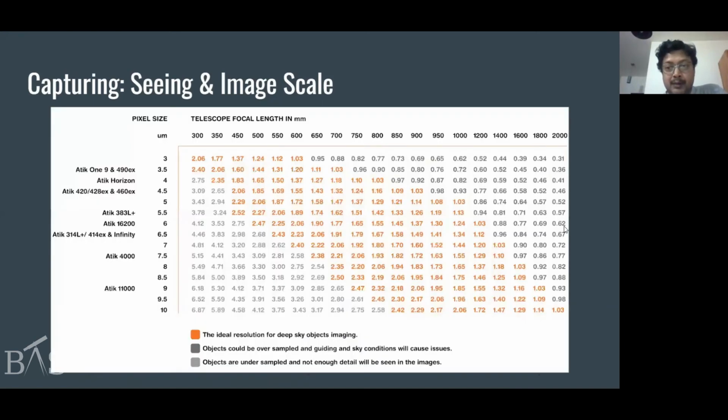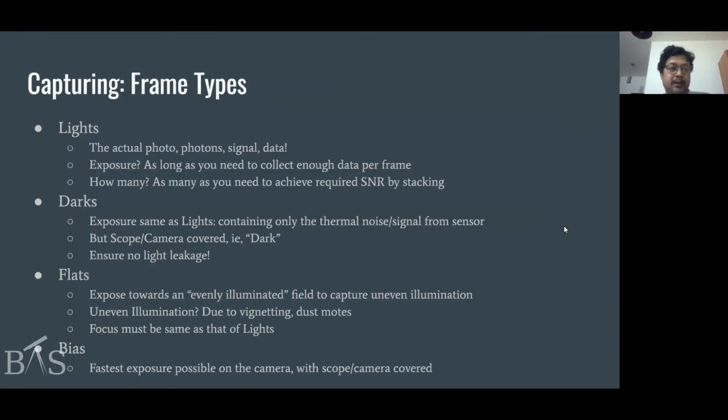Okay. So capturing, any more questions? No. Okay. So before I proceed, I'll just give a little bit of intro. I'm not going to go deep into it. A couple of things. One is the frame types. What kind of frames do we capture in the field? The lights, the actual photo, the signal, the data, whatever you call it.